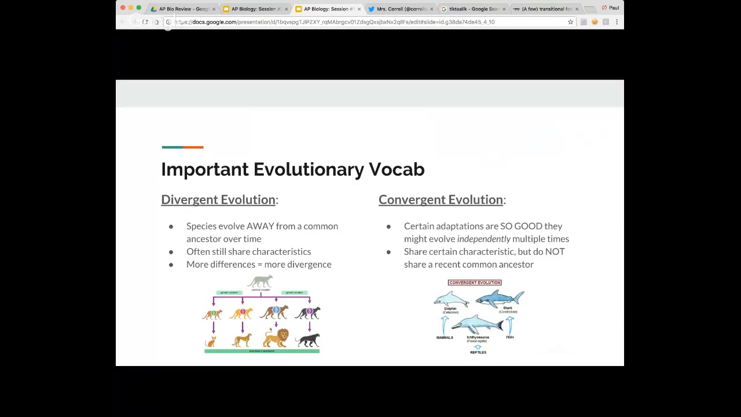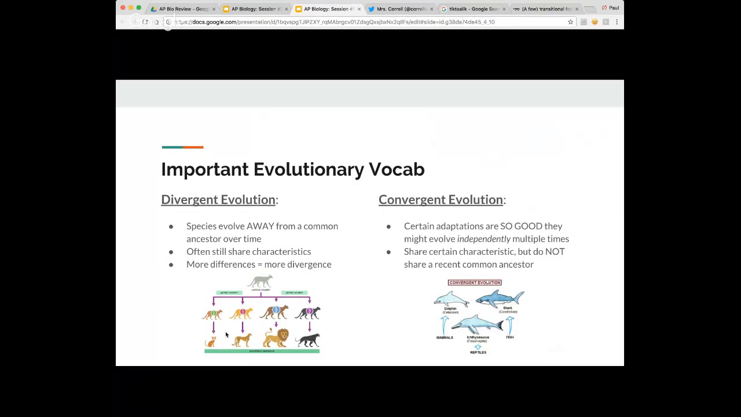All right, so the last section here is just going to be some vocab. We're going to go back and forth on a couple evolutionary concepts. The first one is divergent versus convergent evolution. This is actually a really simple concept if you think about it. Divergent evolution is when species evolve away from a common ancestor over time. This is branching out.